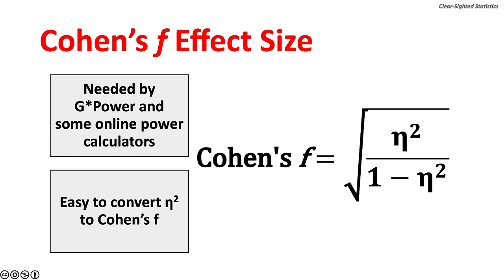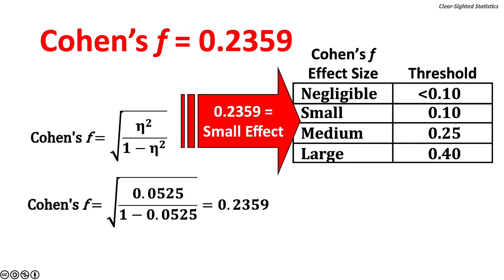Cohen's F is the square root of eta squared over 1 minus eta squared. Eta squared equals 0.2359 or 23.59%, which is a small effect.